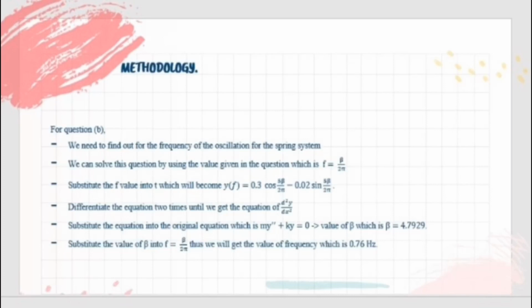We can solve this question by using the value given in the question, which is f equal to beta over 2 pi. We need to substitute the value of f into t, which will become y(f) equal to 0.3 cos 5 beta over 2 pi minus 0.02 sin 5 beta over 2 pi.